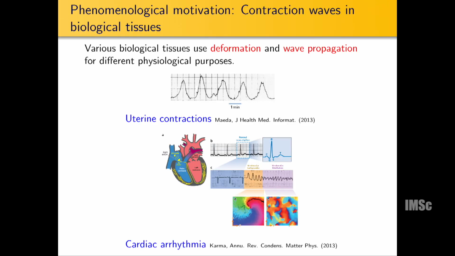The first picture that I show you here is a time series map of the amniotic fluid pressure inside the human uterus during the first stages of labor. You see that this amniotic pressure shows oscillations, which are basically signatures of contractile waves that propagate in the uterus. The second picture is a schematic of the human heart.